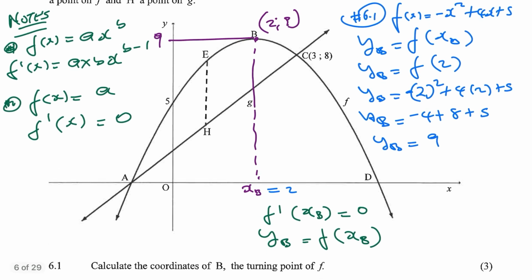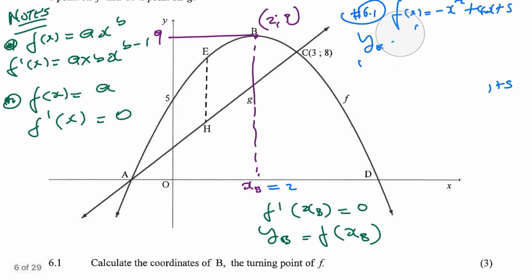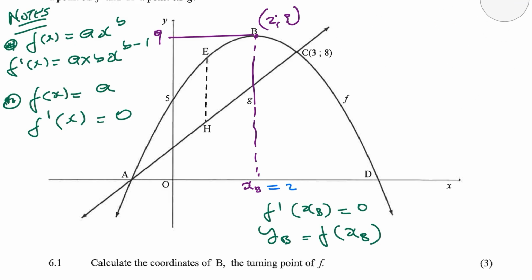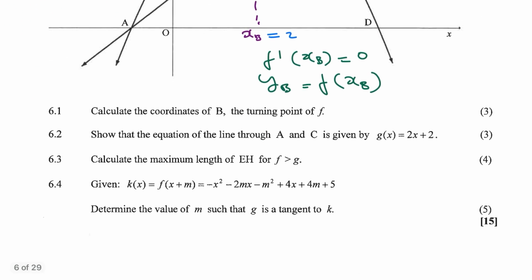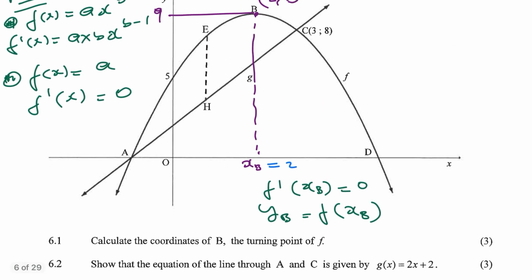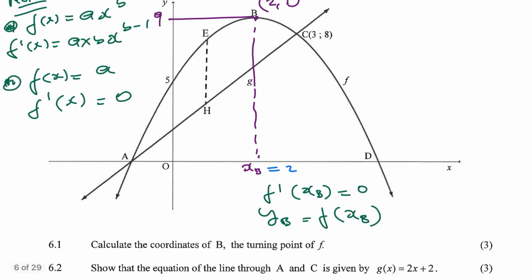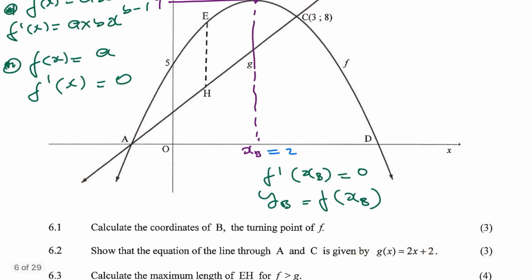All right, we're cooking this one. So let's go to 6.2. Feel free to ask questions if I'm not making sense. But let's go to 6.2. Show that the equation of a line through A and C is given by this equation here. So they want us to show that the equation of the line through A and C is given by this equation here.